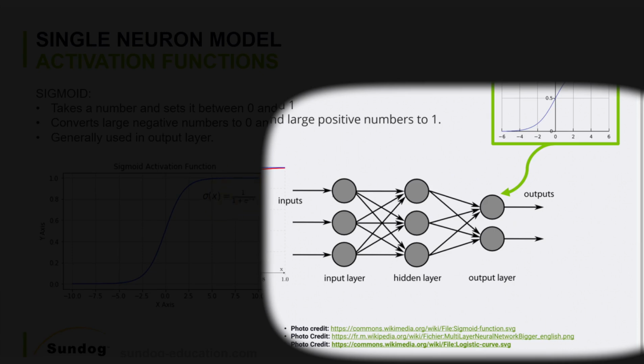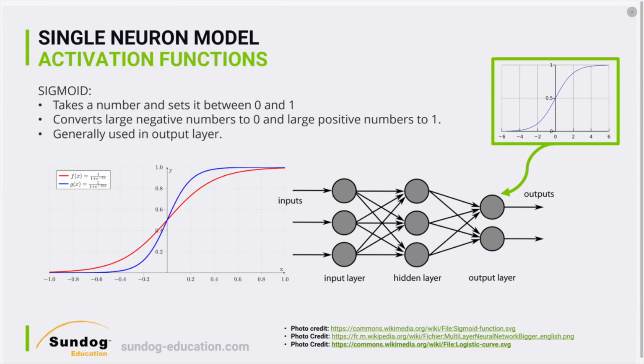So where can we use a sigmoid activation function? In general, we use the sigmoid activation function in the output layer. So in the output, we insert this sigmoid activation function to set the output to 0 or 1, per se. We can use it for binary classification or for categorical classification. And that's one of the common activation functions.